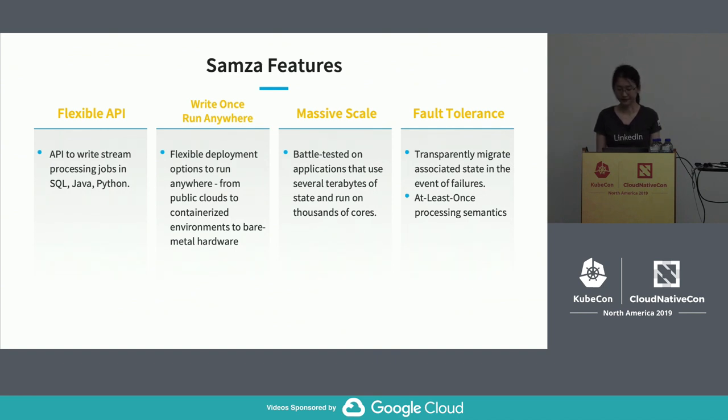Fault tolerance: Samza transparently migrates tasks along with their associated state in the event of failures. It supports host affinity and incremental checkpointing for fast recovery from failures. Samza guarantees at-least-once processing semantics.